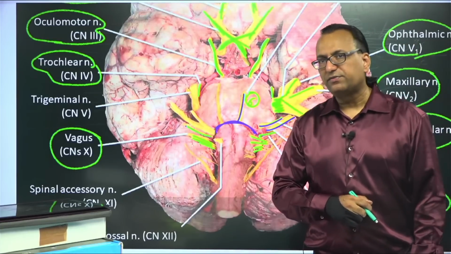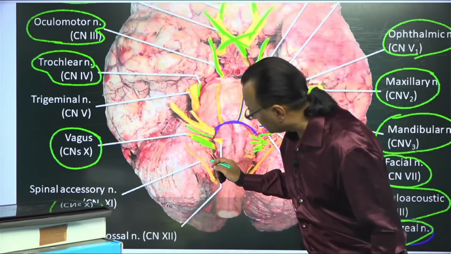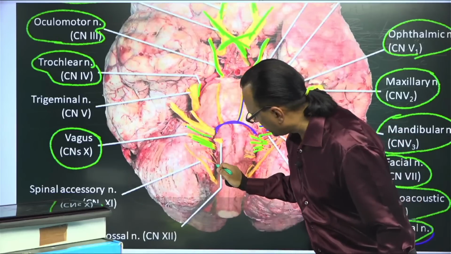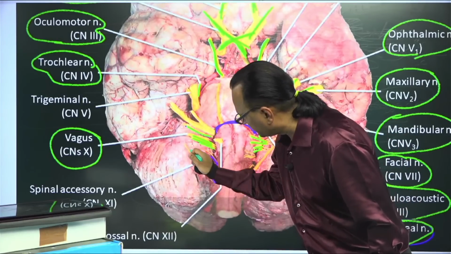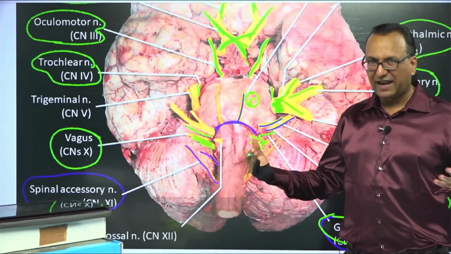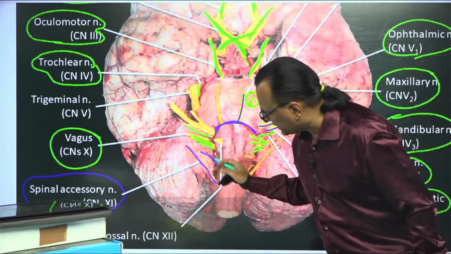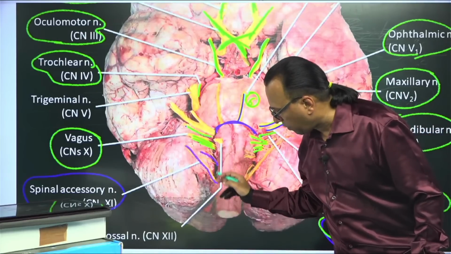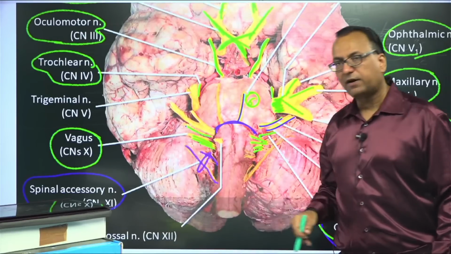Now, the 11th nerve has 2 parts. The cranial accessory, let me change the color. Say this is cranial accessory, and this is spinal accessory. So there is a spinal accessory, there is a cranial accessory. Together they are the 11th nerve. Cranial accessory comes from the medulla. Spinal accessory comes from the spinal cord. Together they make the accessory nerve, the 11th nerve.